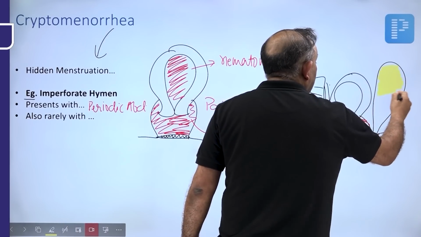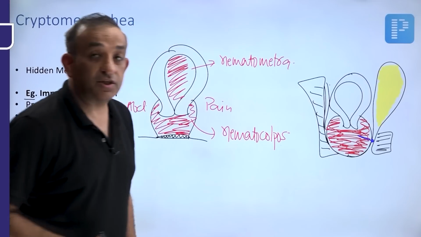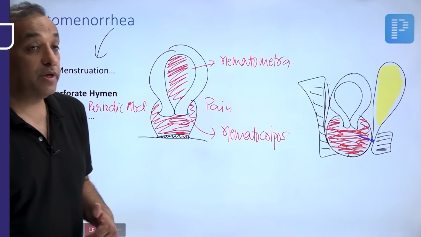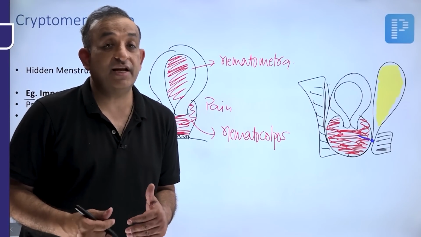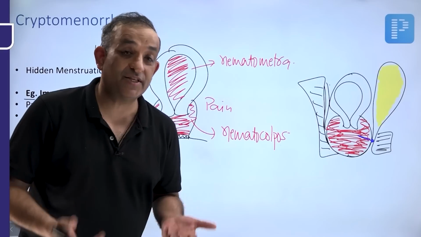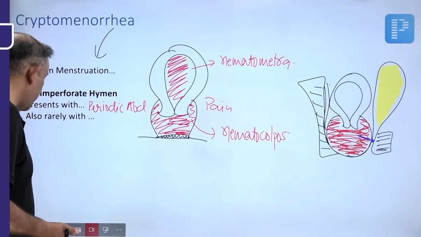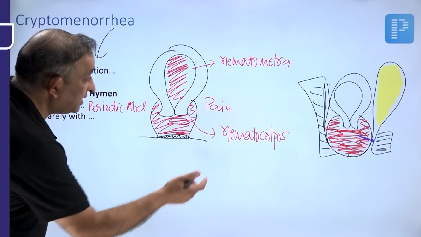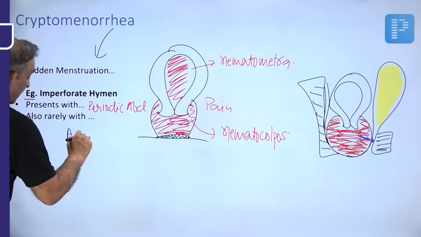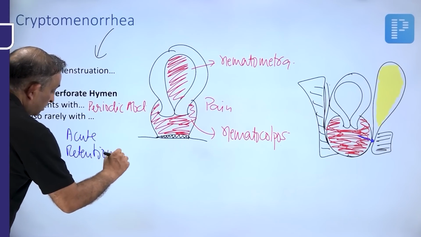She'll come and present to you with acute retention of urine. She'll come at 2 in the morning and say that she cannot urinate and she'll have a lot of pain. So yes, on history taking, you will find out that she had periodic abdominal pain and the parents had ignored it, they had not noticed that the girl is not menstruating yet. So yes, this is what can be a presentation. Rarely a patient can present to you with acute retention of urine.